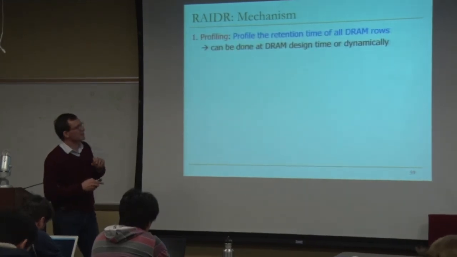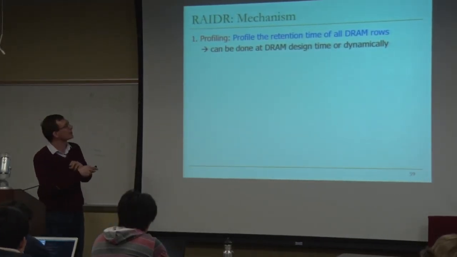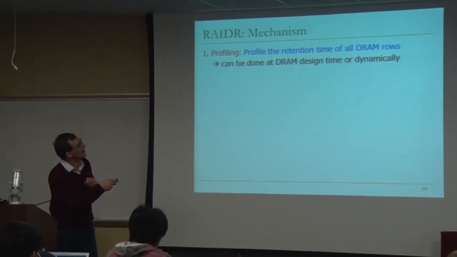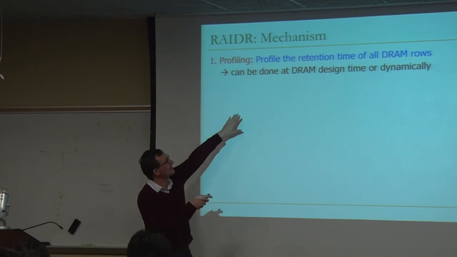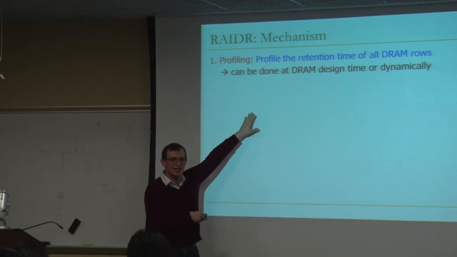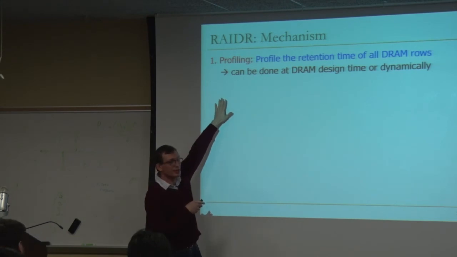OK, so what's the mechanism? I've already given you the mechanism, actually. RAIDR, retention-aware intelligent DRAM refresh, consists of 3 steps. The first step is profiling: profile the retention time of all DRAM rows. It can be done at DRAM design time, but may not be accurate in that case, or dynamically. And this is actually an ongoing research topic.